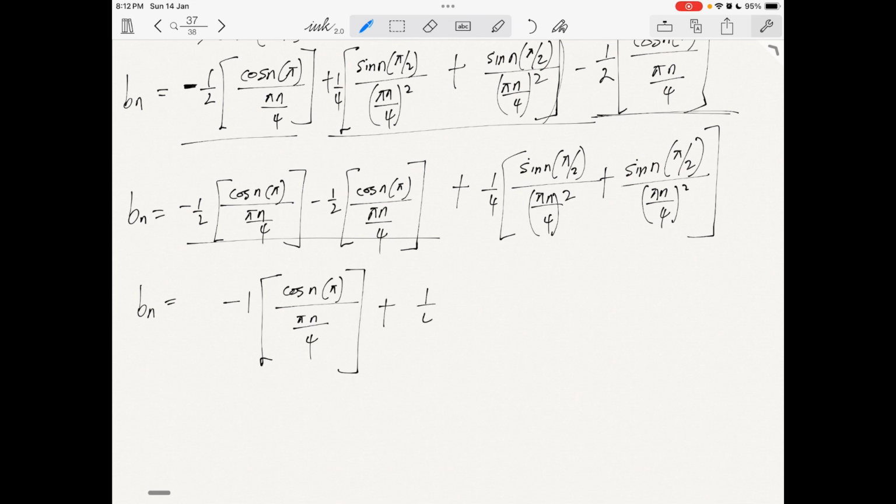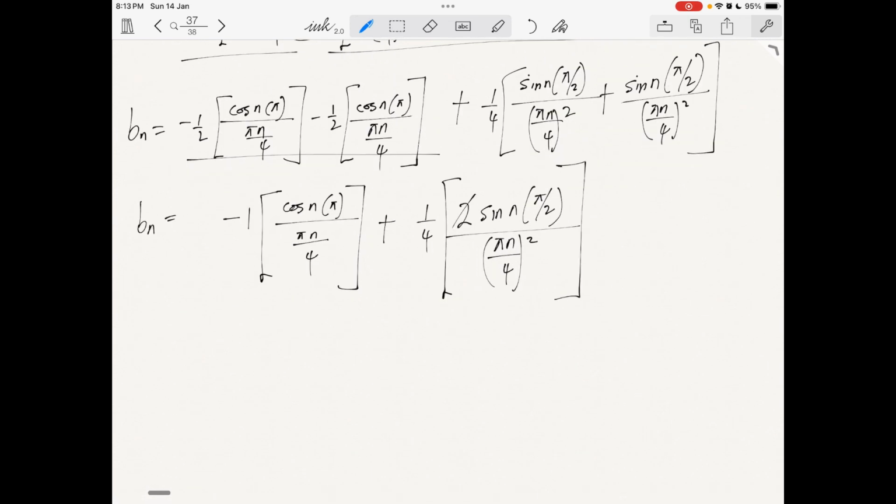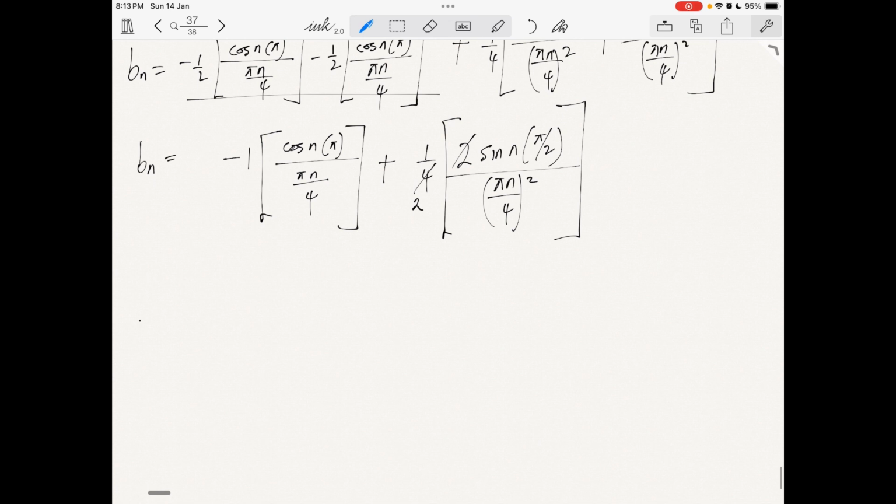And this will give us plus 1 over 4, and altogether it will give us 2 sine n pi over 2 divided by pi n over 4 whole squared. Okay. So since 2 can cancel out 4 to give us 2, we have that Bn is equal to minus 1, or simply minus cos n pi divided by pi n over 4, plus 1 over 2 into sine n pi over 2 divided by pi n over 4 squared.